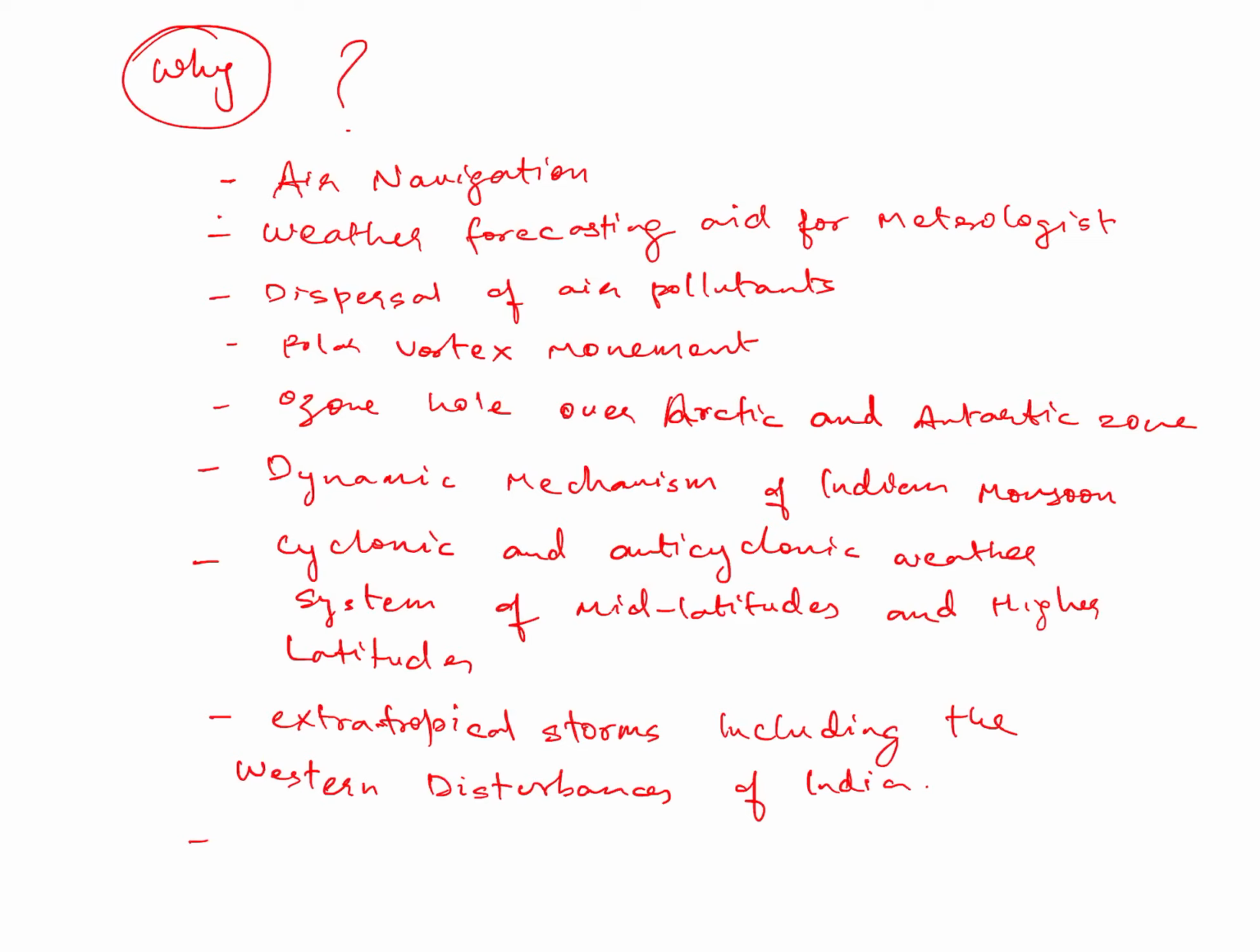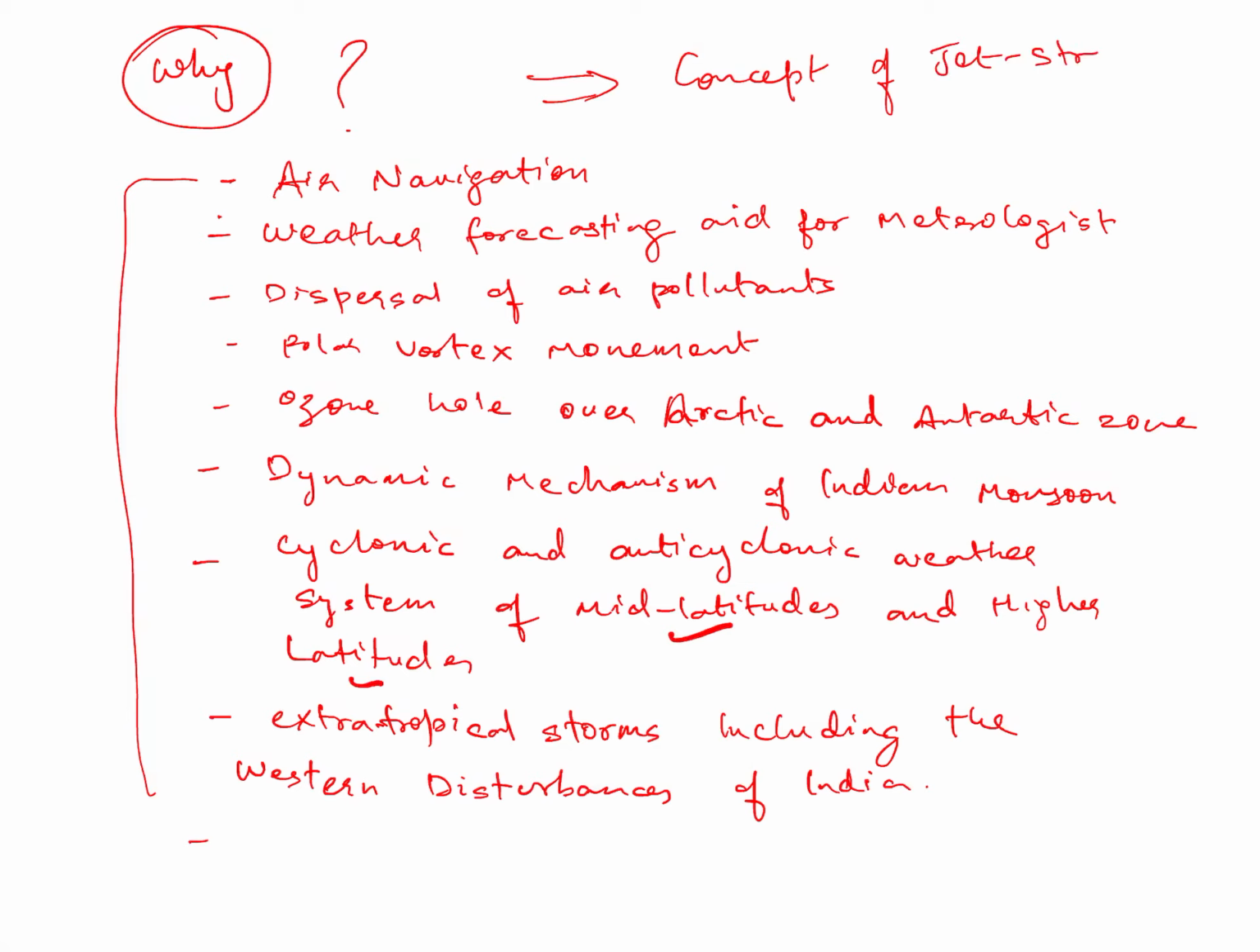Now, this concept of jet stream is also utilized to explain the formation of cyclonic and anticyclonic systems in the mid latitude and the higher latitude regions. If you are observing the storms in the tropical, subtropical, and even the higher latitude regions, these storms are called extratropical storms, which are caused by the jet stream phenomena. So all these issues are connected to the concept of jet streams.